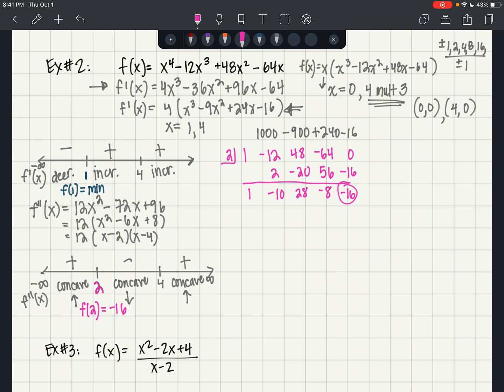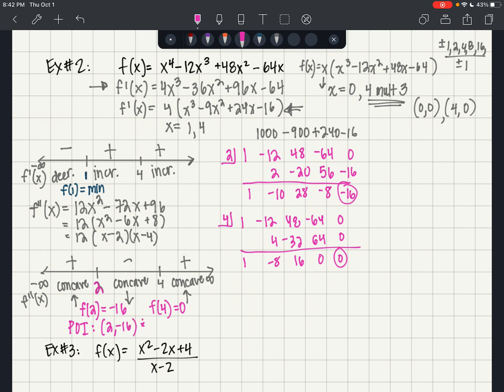And let's see, f of 4, so we take down that 1, that's a 4, negative 8, that's negative 32. That would be 16, that's 64, that's 0, 0, 0. That's cool. F of 4 is equal to 0, so you put a 4 in, you get a 0 out. I like it. So we've got a point of inflection at 2 comma negative 16 and 4 comma 0.